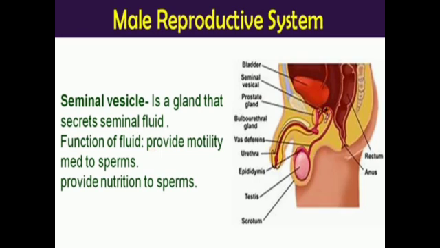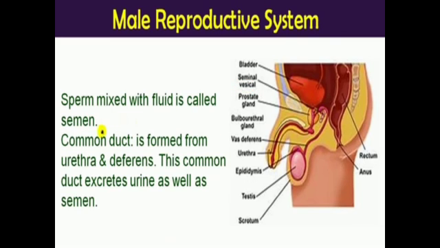Then comes the seminal vesicles. The seminal vesicle is a gland that secretes seminal fluid, and the function of this fluid is that it provides a motility medium to the sperm and provides nutrition to the sperm also. It helps in the movement of the sperm. The sperm mixed with this fluid is called semen.